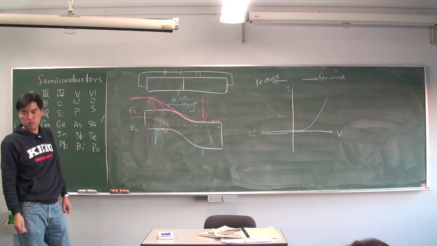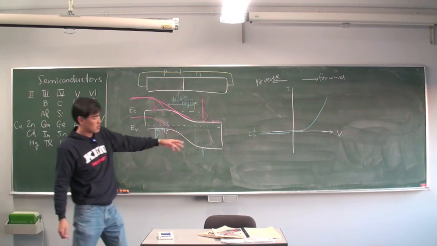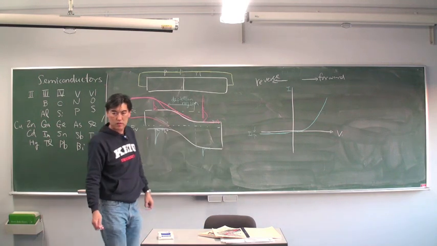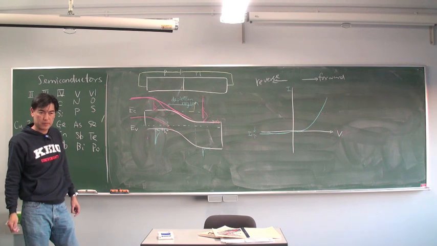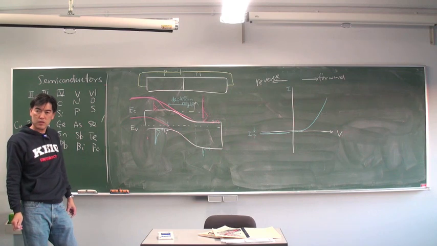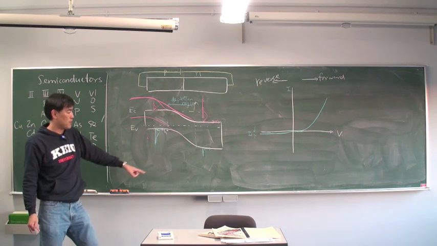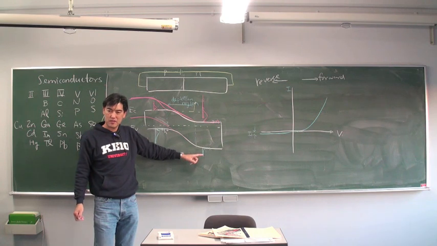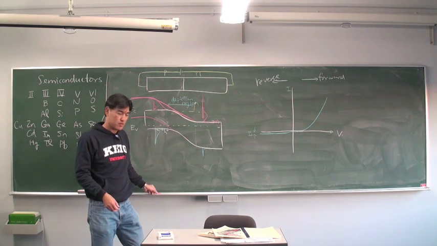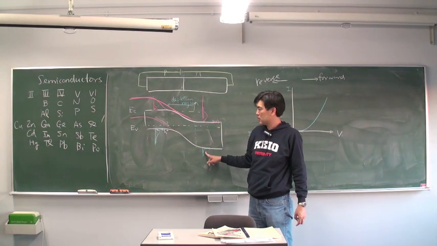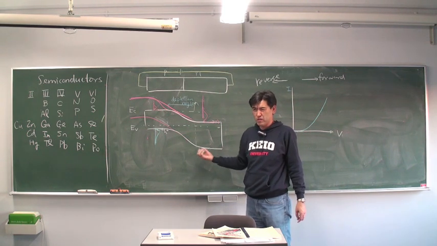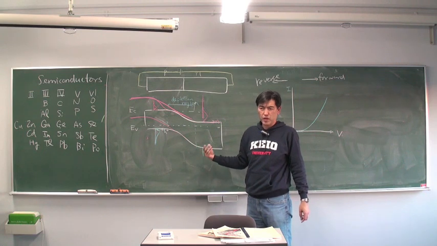But, you know, we get some constant current regardless of how much reverse bias we apply. And that's due to minority carriers. So let's just look at this hole. These holes just randomly move because of the thermal energy.